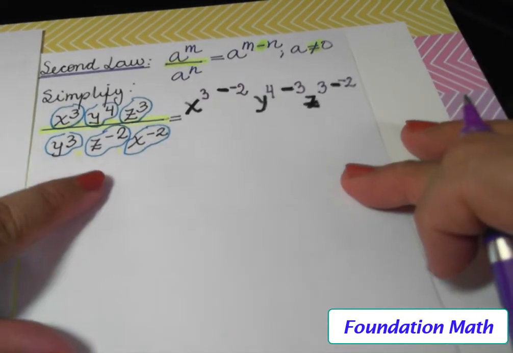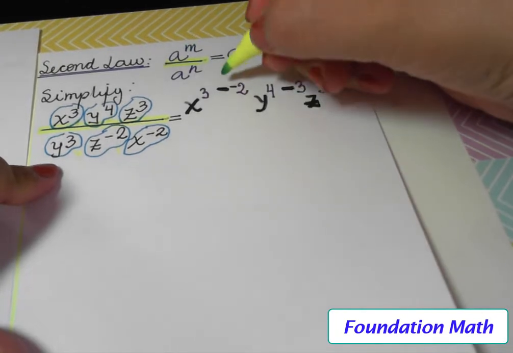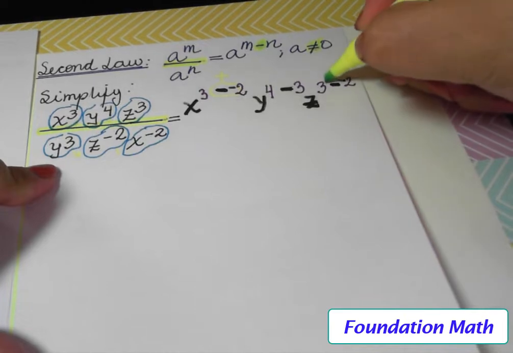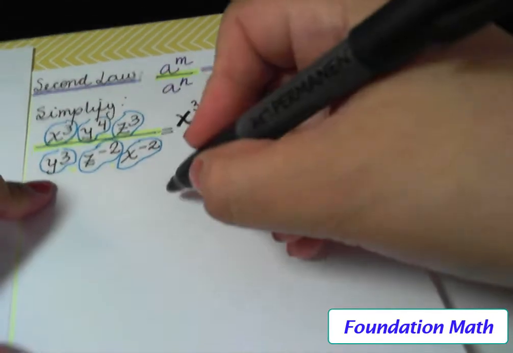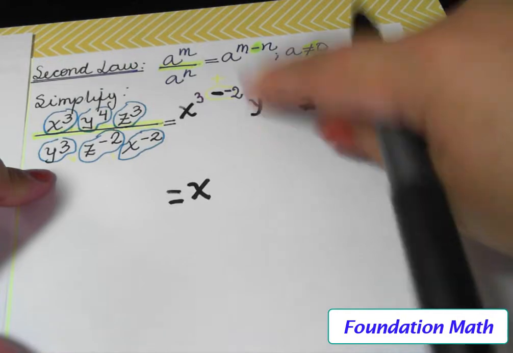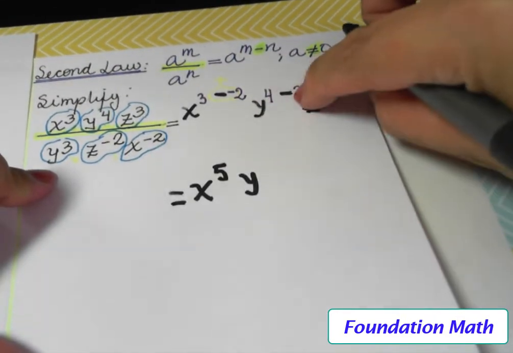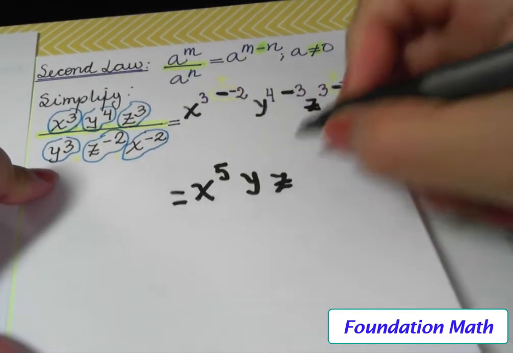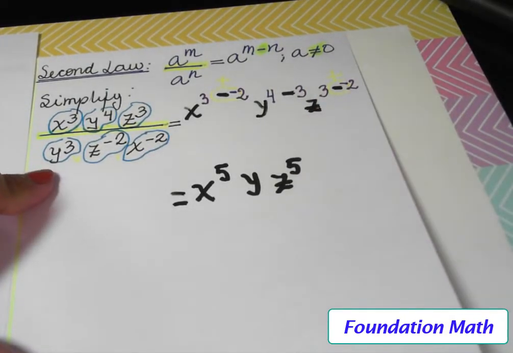We have to be very careful with the symbols, okay? Remember, you have two negatives, it is positive. You have two negatives, you have to add here. So finally the answer is going to be equal to x, 3 plus 2. 3 plus 2 is 5. Y. 4 minus 3 is 1. You don't need to write 1. Z. 3 plus 2 is 5. Okay, this is the second law.